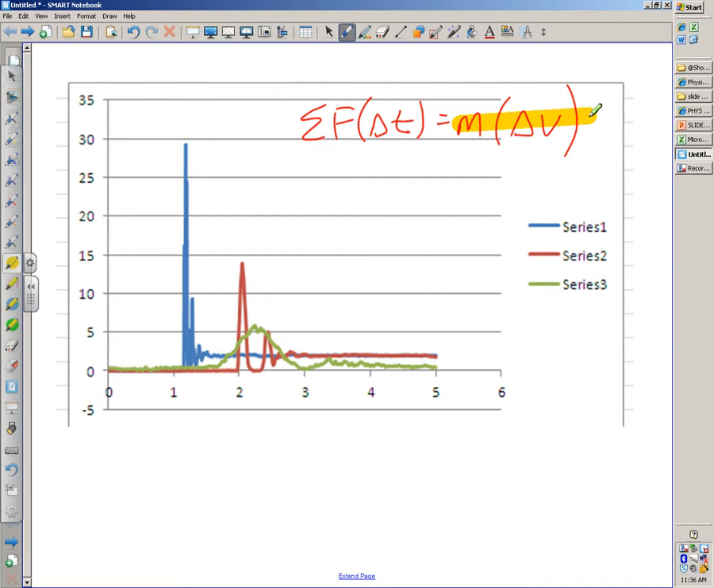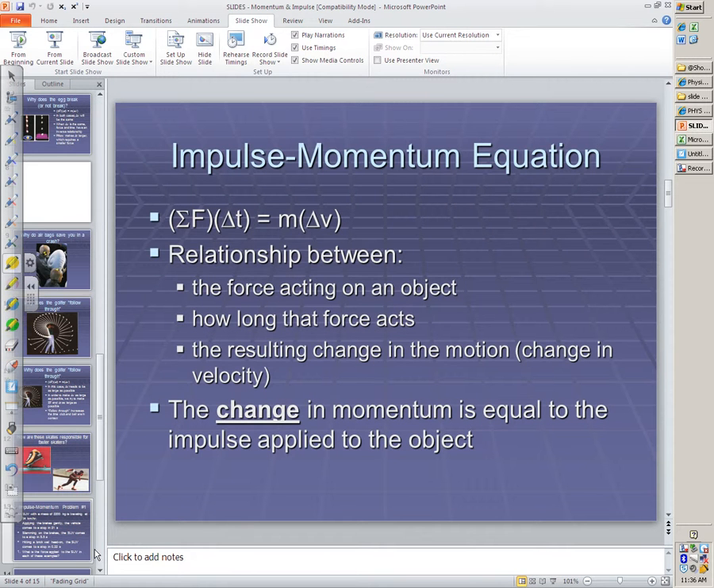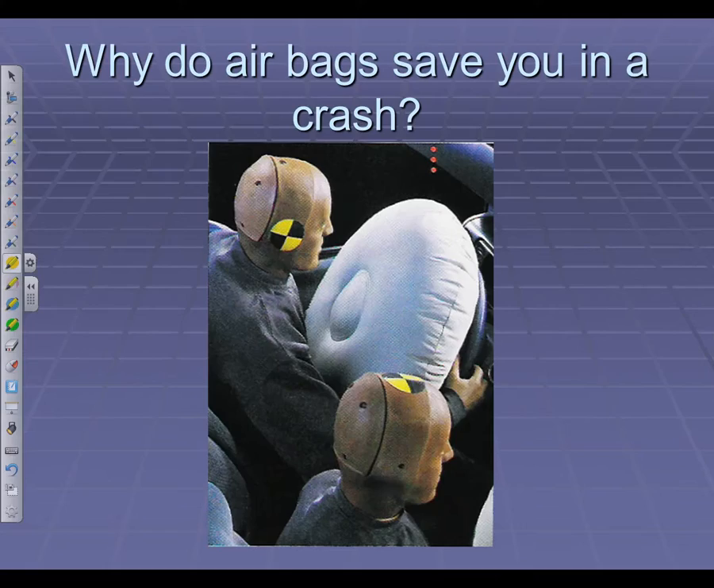Why is that important to you? This is why it's important to you. In a car crash, your car experiences a force, and because of that force, it stops. But what do you keep doing? Because of what? Because of inertia, right? You have your own inertia. Your car stops, but you keep going because you don't experience a force until you run into something.